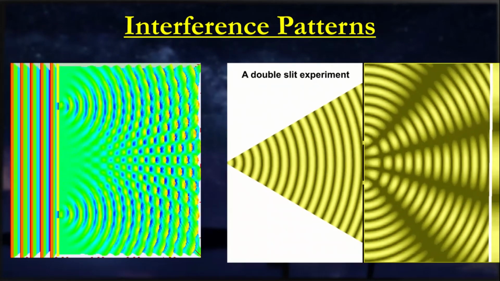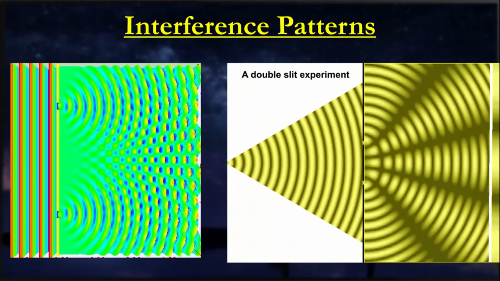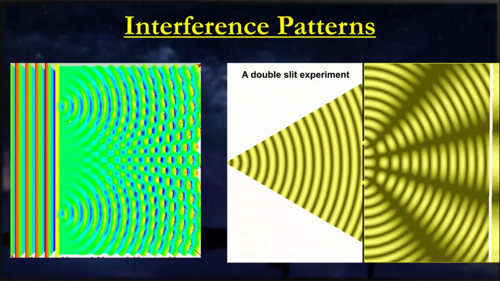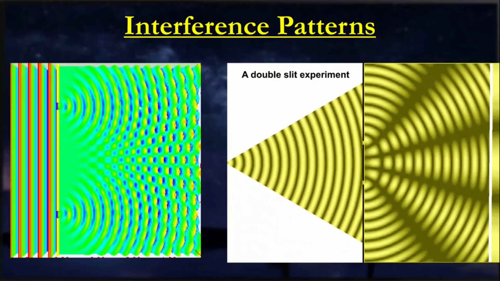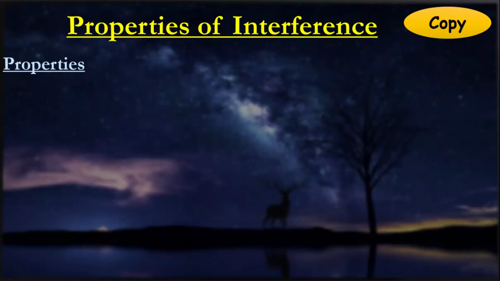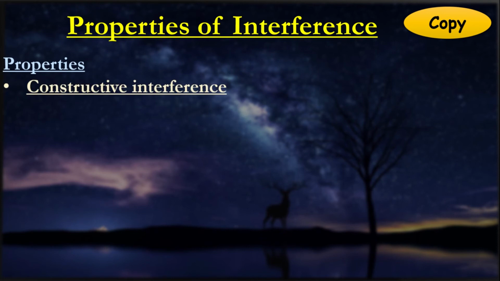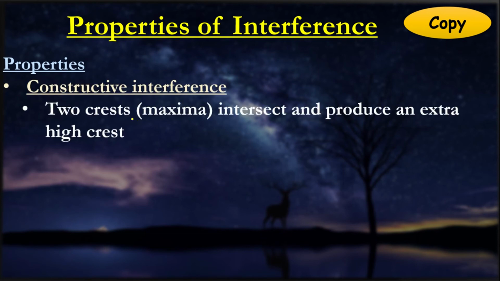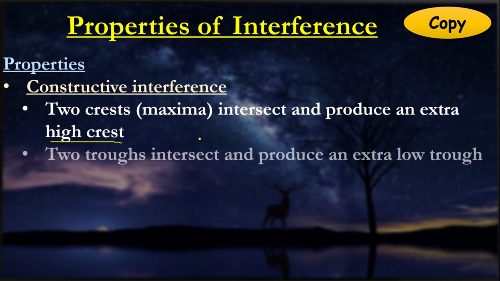Okay, so let's have a look at interference patterns now. Interference pattern, like I said before, is just when waves either constructively interfere or destructively interfere with each other. What are some properties of wave interference? Well, firstly, constructive is when you have the two maximum points intersect to produce an extra high maximum point or higher amplitude.